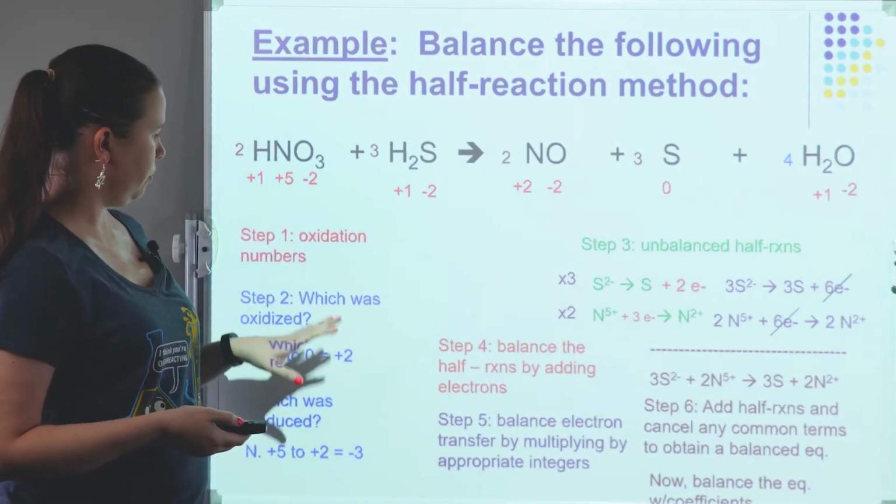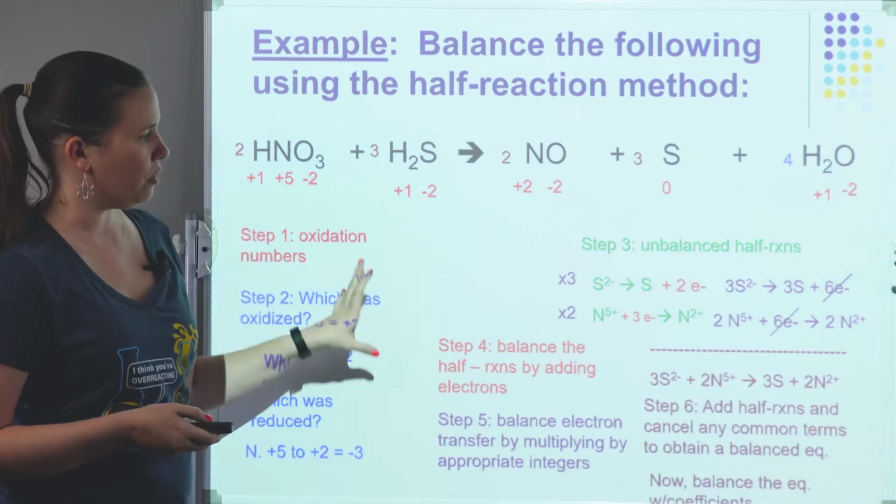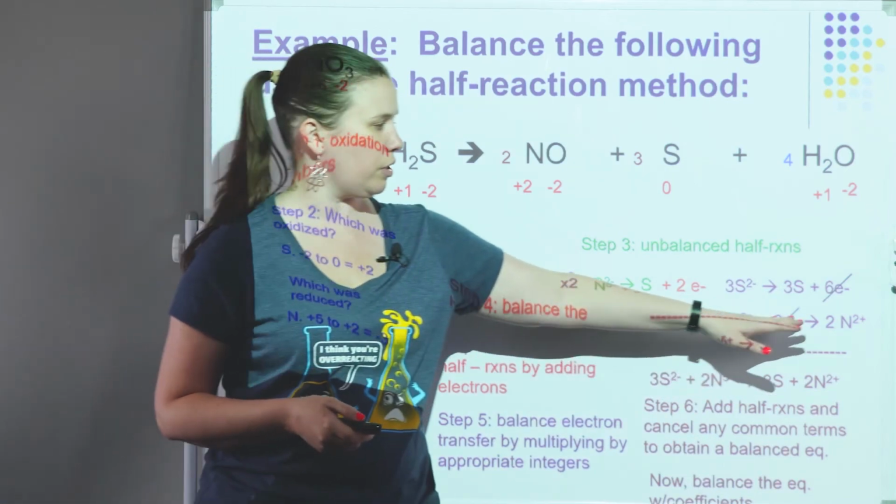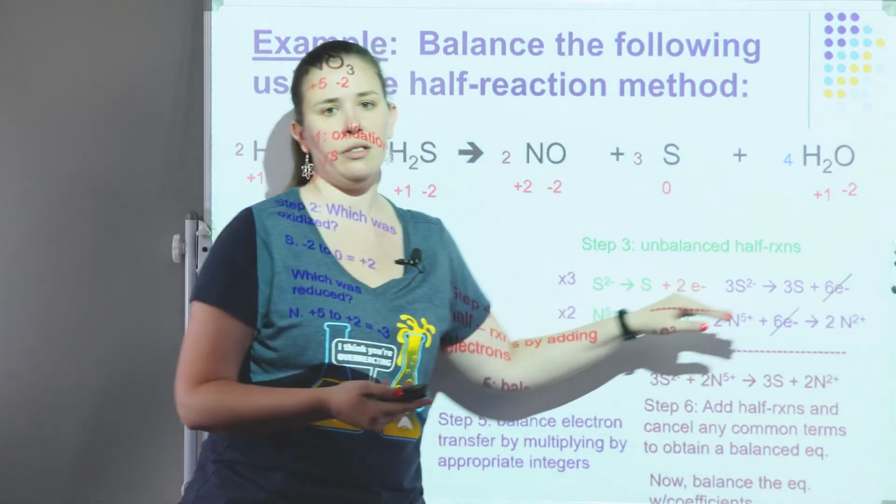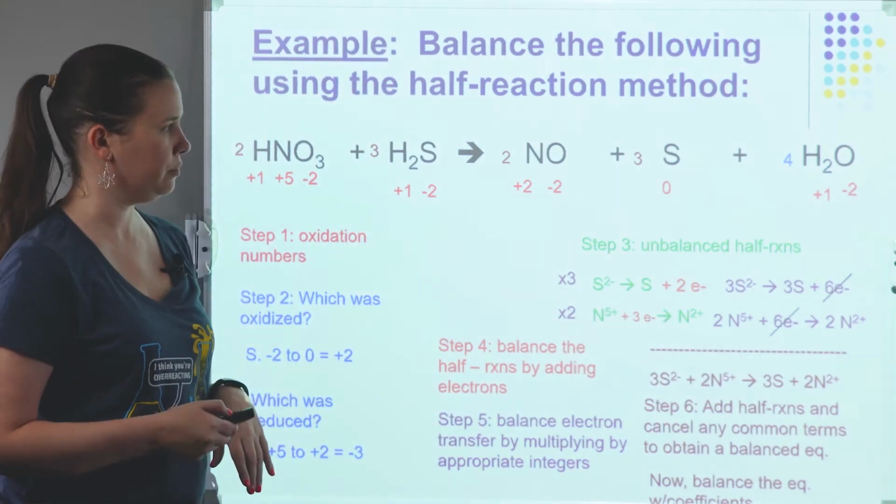All right, so oxidation numbers first. Figure out what's the oxidation, what's the reduction. The electrons are produced in the oxidation and used up in the reduction.